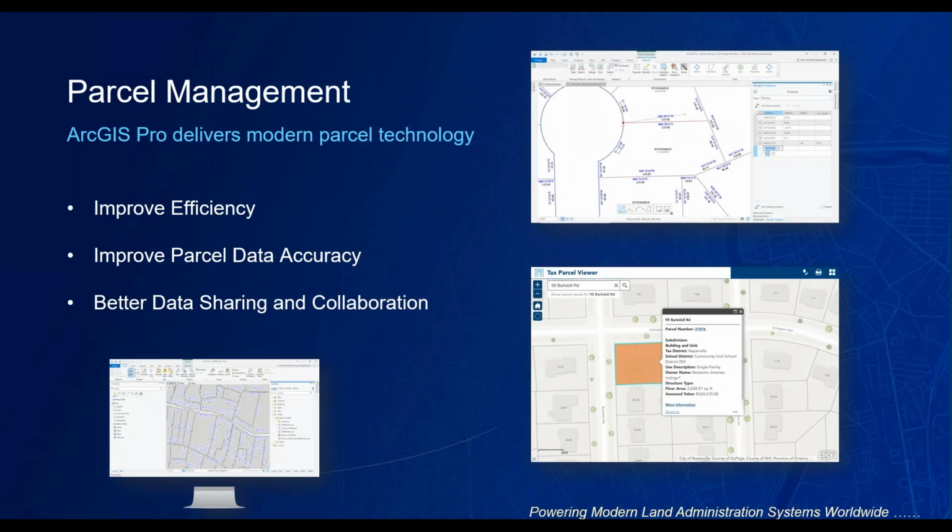We want to improve efficiency, accuracy, and to share authoritative parcel data from the source and have one version of the truth. With ArcGIS Pro, you can configure your own workflows, although it comes with most of the parcel workflows you probably need. You can eliminate duplicate tasks and have as many editors working as you'd like. Because it's COTS, there will be standardized training coming.